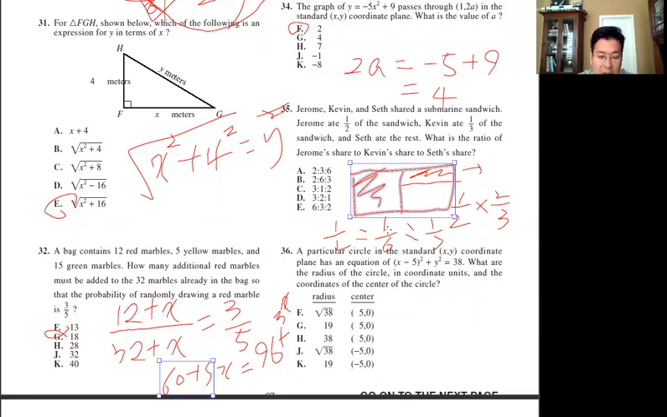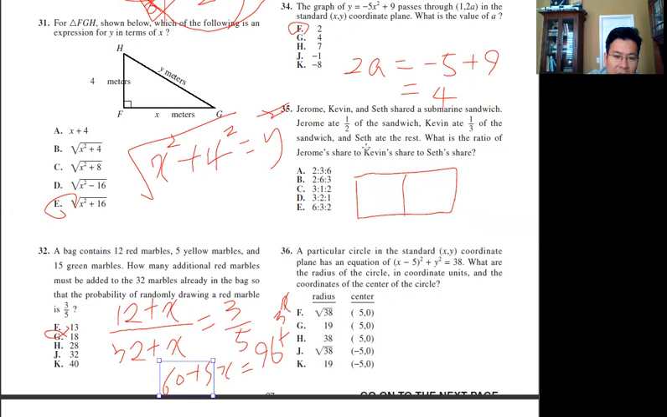So a common multiple that you multiply by 6. Hold on a second. Jerome's share is 3, right? And then Kevin is 1/3 of the sandwich. Oh, 1/3 of the entire sandwich, not the rest of it. Forget about it. I did it a really difficult way. You don't need to worry about it.